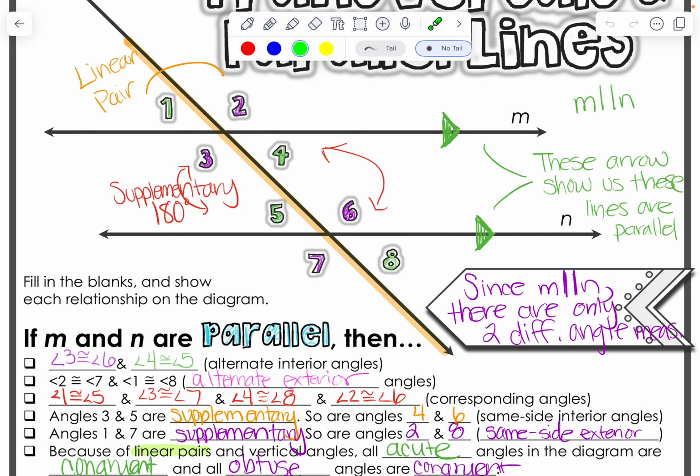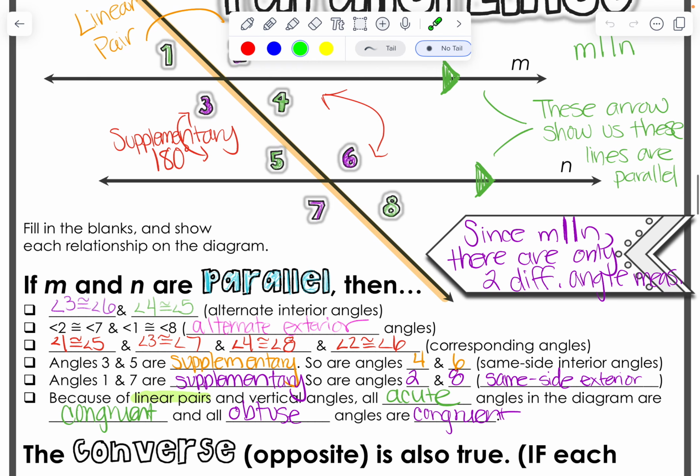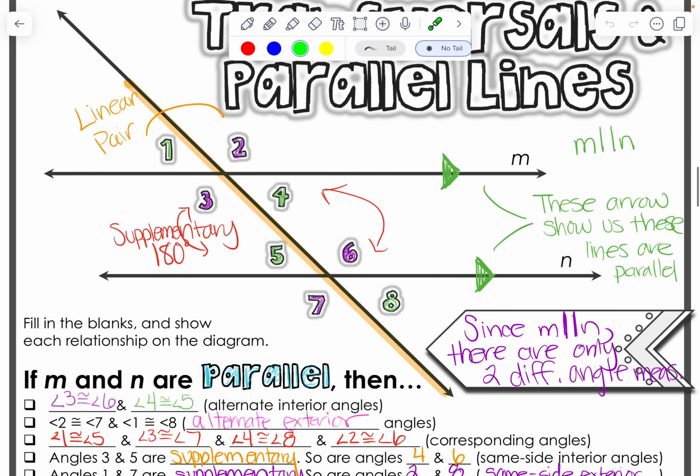We also have a relationship with our alternate exterior angles. Alternate meaning opposite sides of the transversal, exterior meaning outside the lines, okay? So angle 2 is congruent with angle 7. Angle 1 is congruent with angle 8. So if you have two parallel lines and you know angles are alternate exterior angles, you now know that they are congruent.